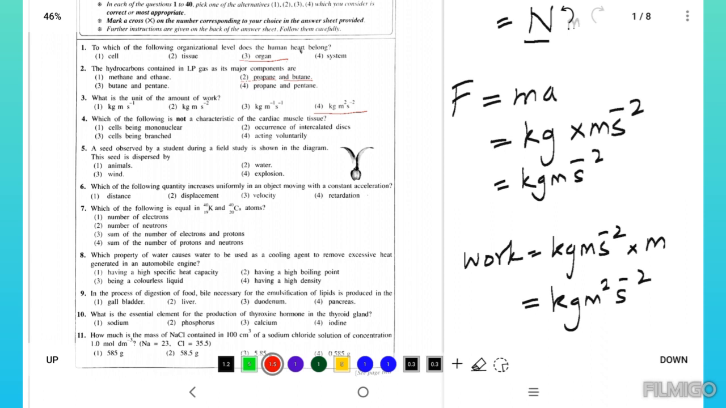Third one, cells being branched. Yes, they are branched. Fourth one, acting voluntarily. No. So for the fourth question, the answer should be the fourth answer.